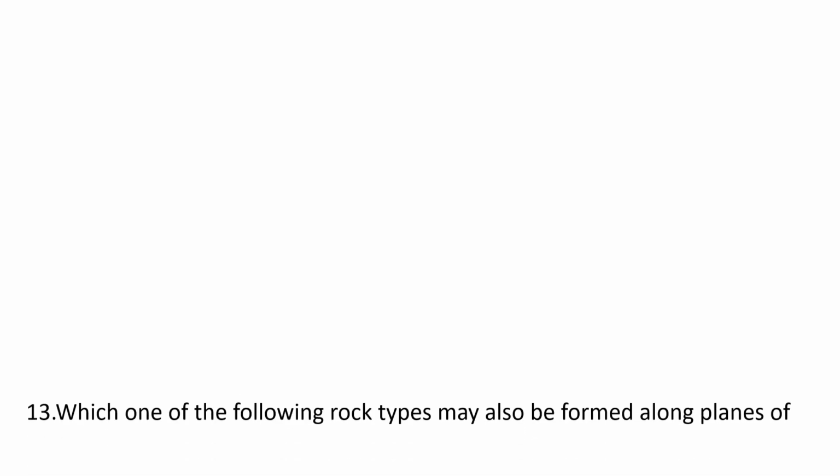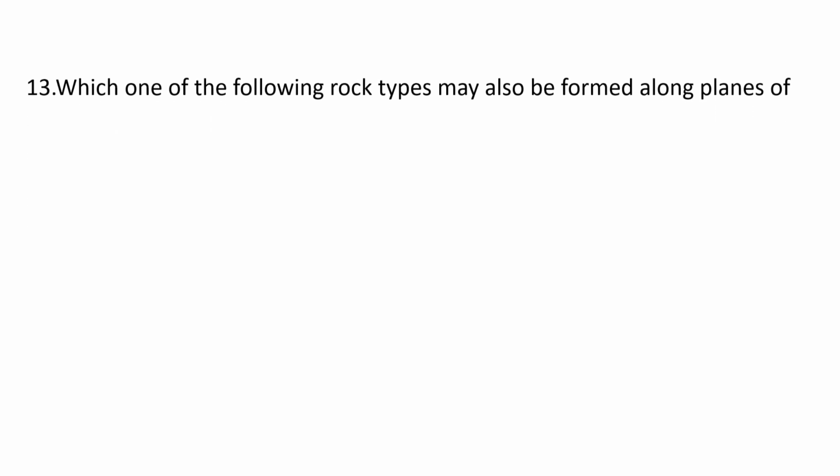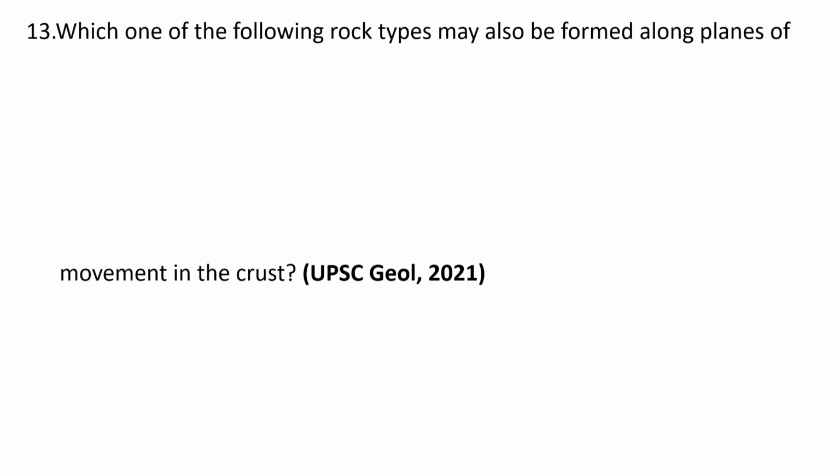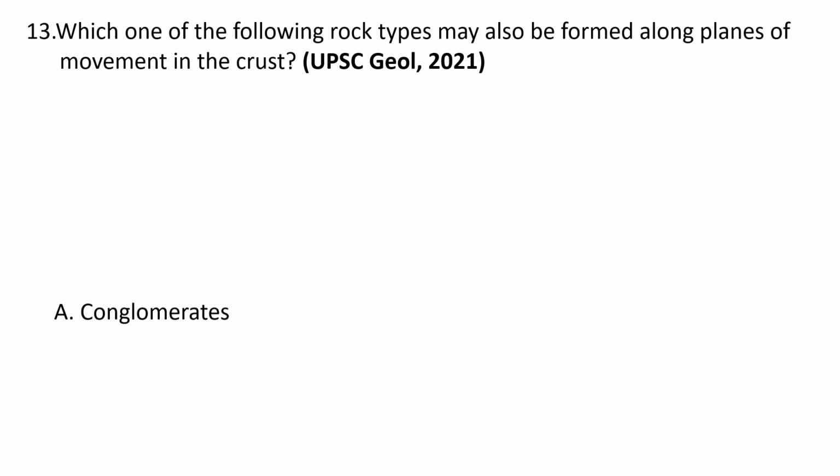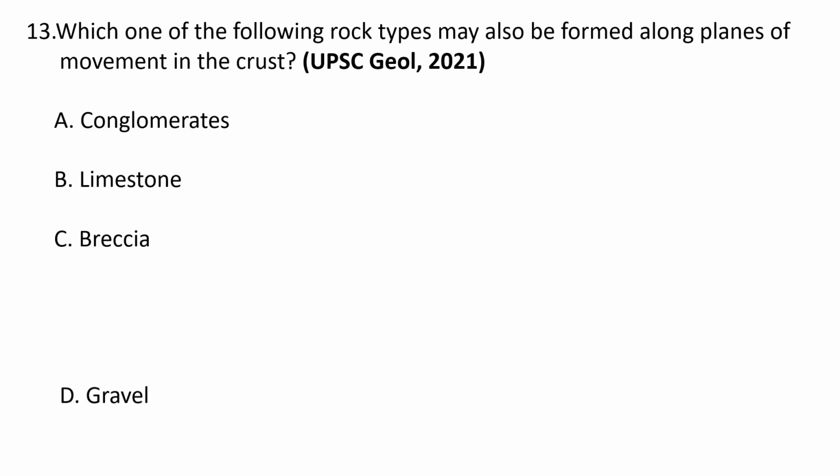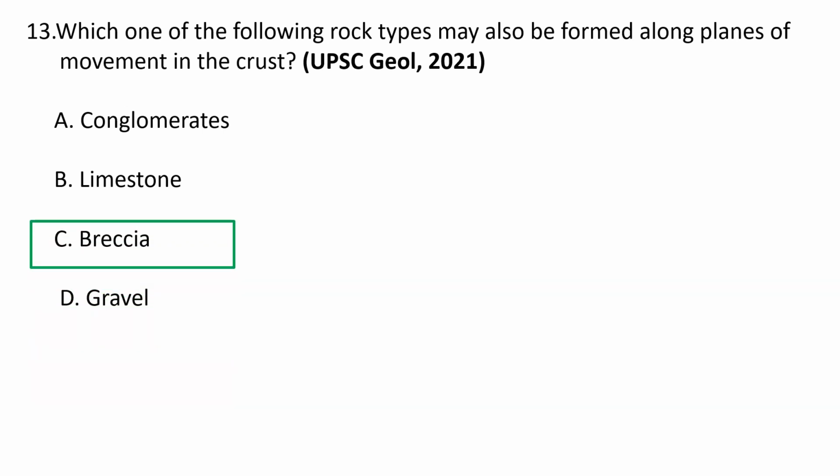So this is the process of intrastratal solution during diagenesis. Coming to the 13th question. Which one of the following rock types may also be formed along planes of movement in the crust? Choices are A. Conglomerates, B. Limestone, C. Breccia, D. Gravel. The correct answer is C. Breccia.